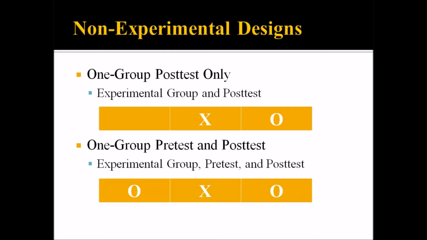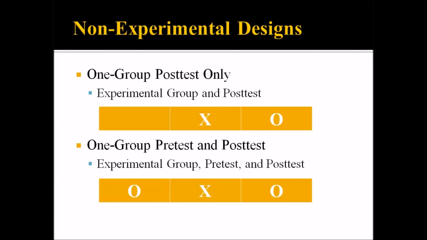So like all non-experimental designs, it's not practical to use for inferring causality. But again, sometimes because of logistics, it's the only thing that we can do. It's the only design we can use. So in a one-group post-test only, you have just one group, you administer a treatment, and then you take a measurement. In a one-group pre-test and post-test, it's similar except you have a pre-test. So it's a little more useful, but you still can't infer causality.